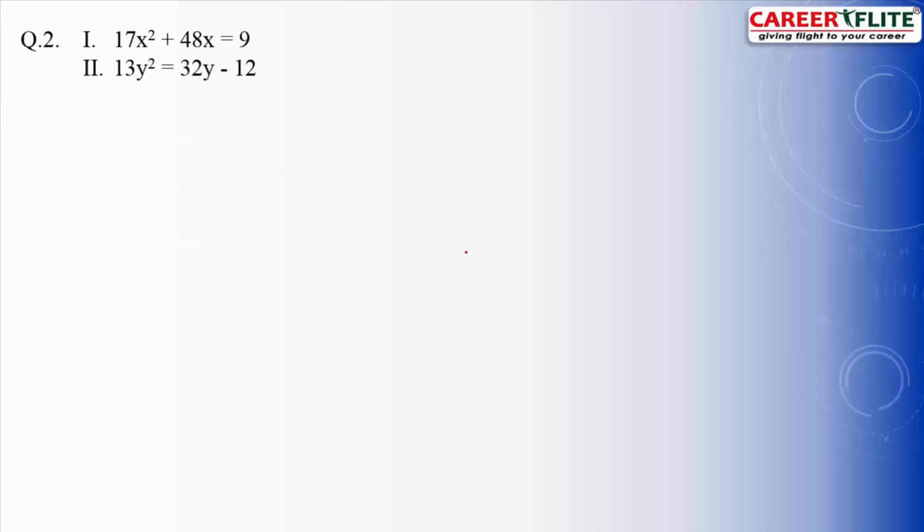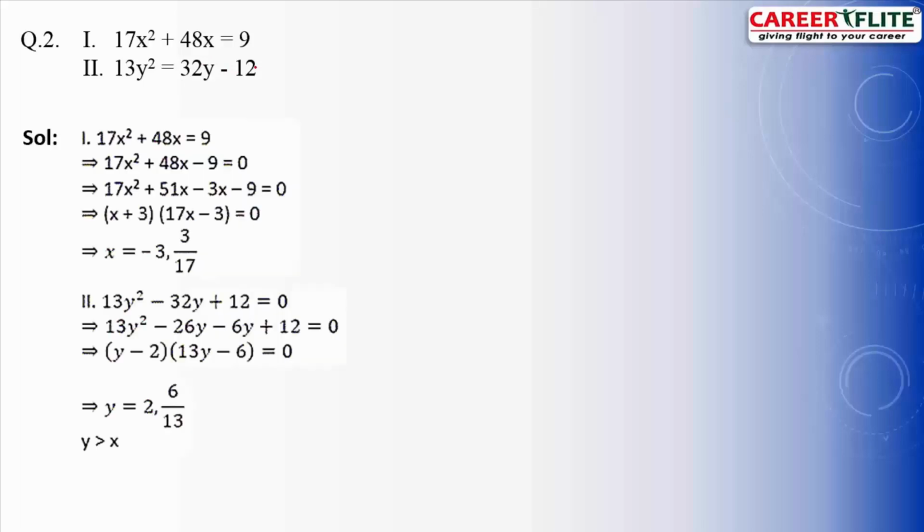In the next question we have 17x square plus 48x equal to 9, 13y square equal to 32y minus 12. Let us proceed to the solution. In the solution, I have done it in the conventional way, but I will also show you how to do it in an easier way. This is the first equation, that is 17x square plus 48x equal to 9.